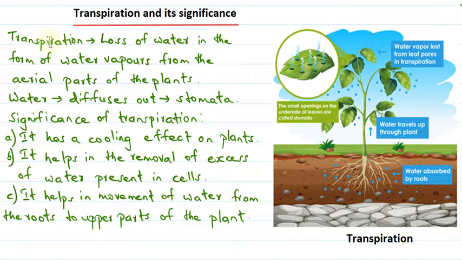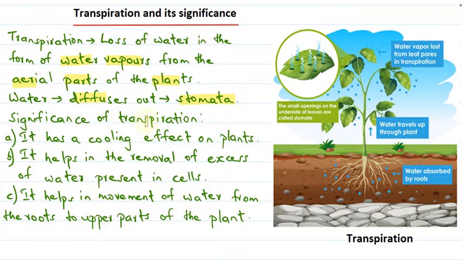So we define transpiration as the loss of water that happens in the form of water vapors from the aerial parts of the plant, that is from the parts of the plants which are present above the ground surface. Okay, so this water diffuses out through the stomatal pores. So how does stomata help? The pores present in stomata help in releasing this water, that is helps in the process of transpiration. Here we can see that water vapor is lost from the leaf pores in transpiration. These leaf pores are called stomata.